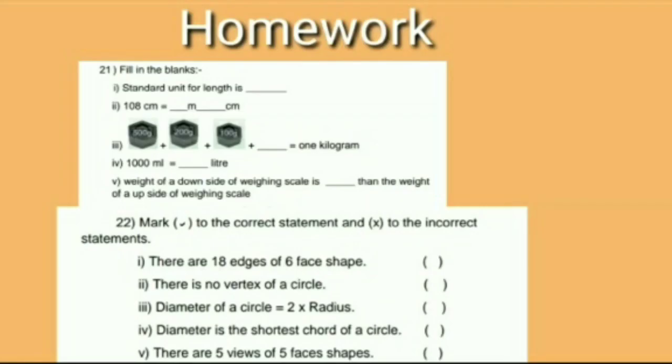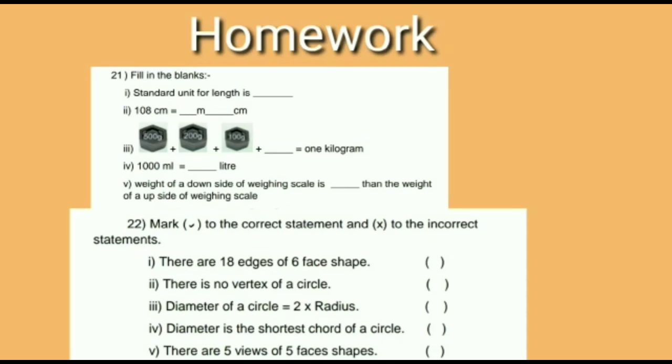Now it is time for homework. From home you will solve question number 21 and 22 in your notebook.